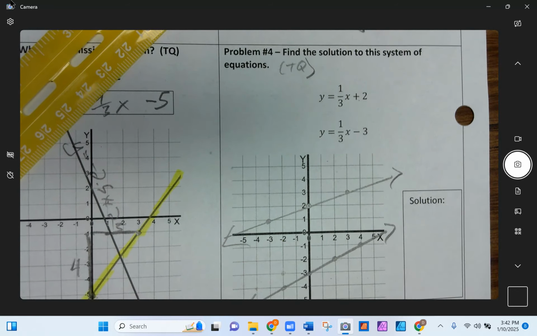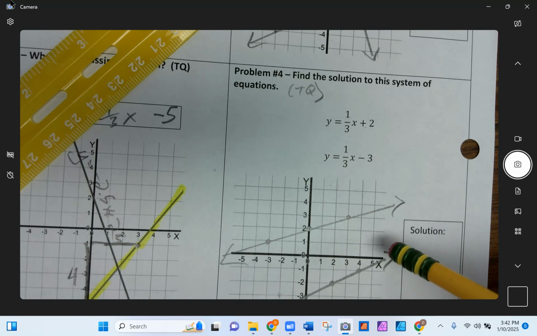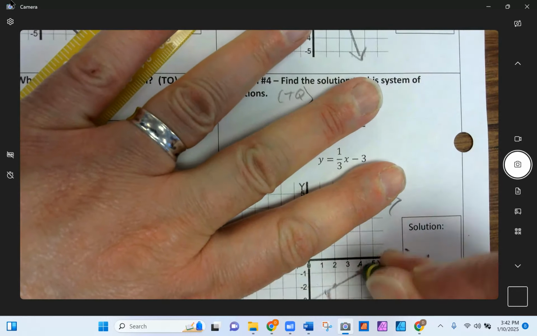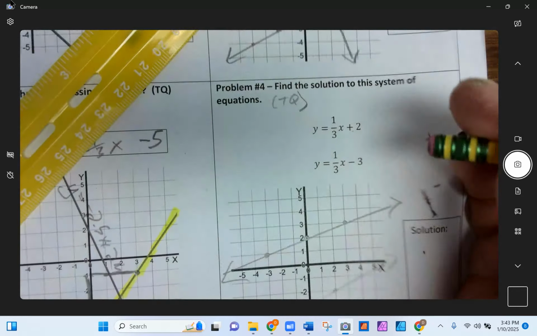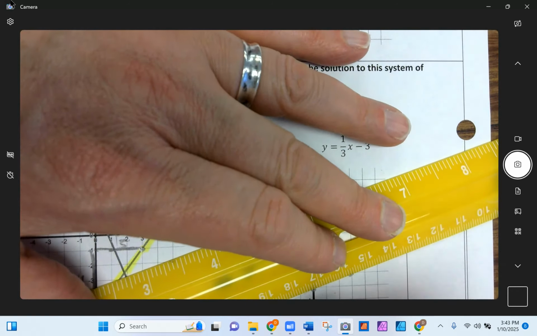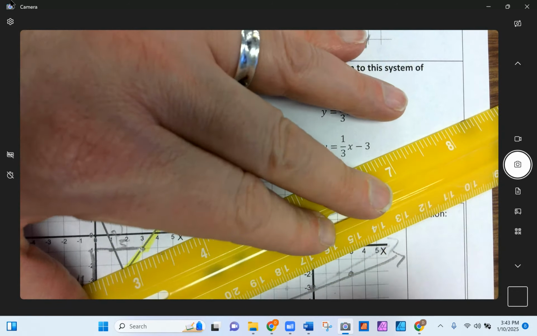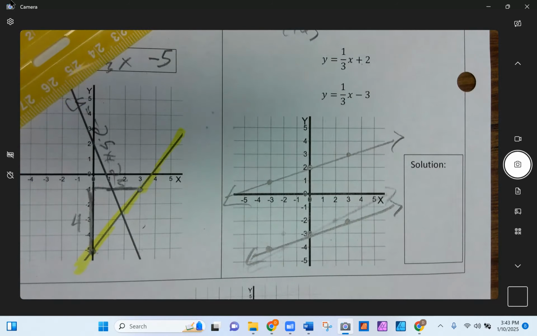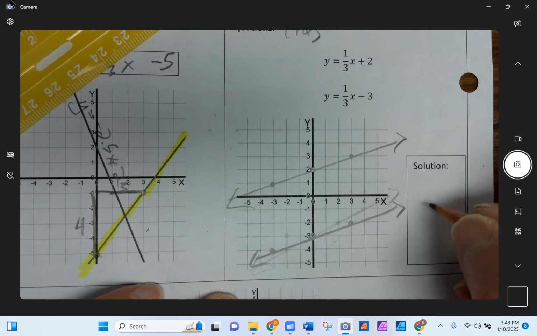Oh, come on, Wishart. Why did I screw this up? Oh, I did up 1, right 2. I should be going up 1, right 3. Well, that's a good thing I used a pencil on this. So -3, and then up 1, right 3, and then down 1, left 3. There we go. That's much better. Okay, those look parallel. Well, they look more parallel at least. So solution, none.